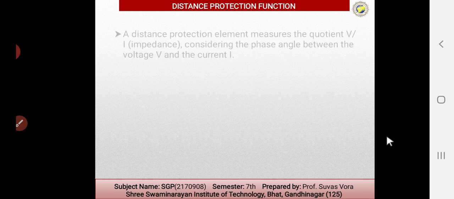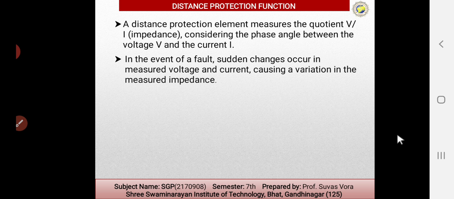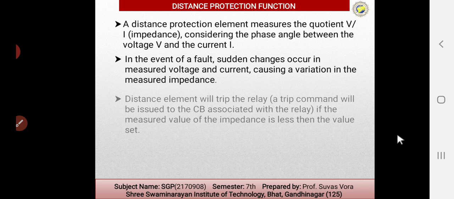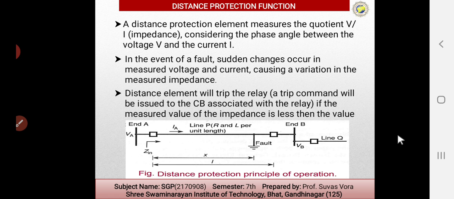Then after we can see the distance protection systems. The distance protection system basically works on the current and voltage. In this protection system, when the fault arises, a sudden change occurs in the measured voltage and current, causing variations in the measuring impedance. The distance element will trip the relay if the measured value of the impedance is less than the set value. So these are the basic constructions.